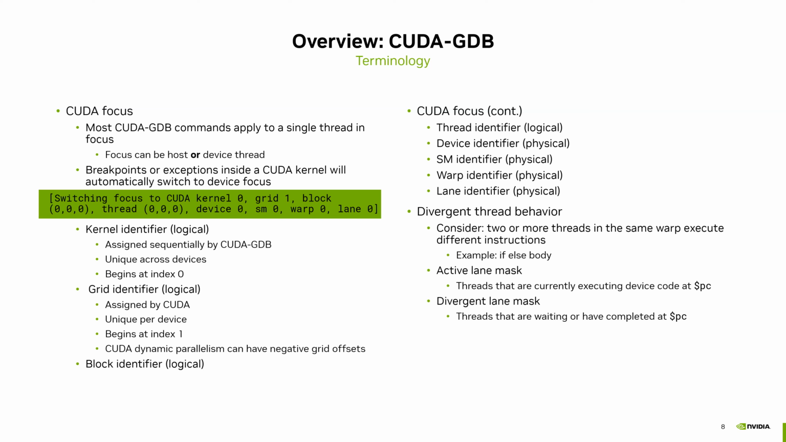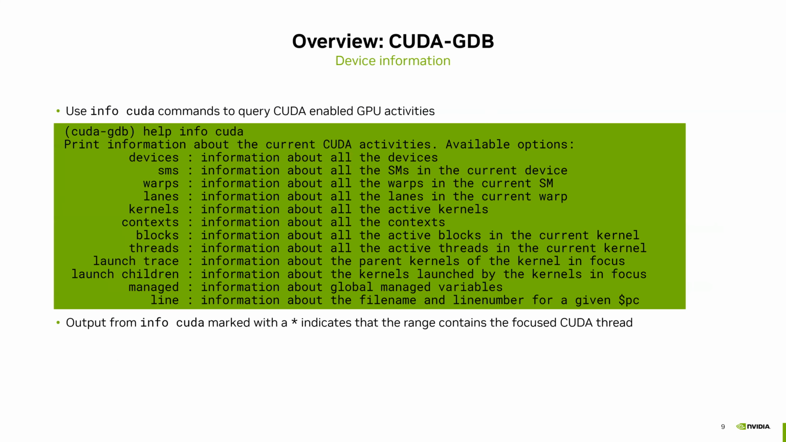You do have to be aware of divergent thread behavior when you're debugging your application. What I mean by this is consider two or more threads in the same warp that are executing different instructions. So for example, we have an if-else body. Maybe half the threads will go down the if branch, the other half will go down the else branch. So in CUDA-GDB, we have a concept of an active lane mask. This corresponds to threads that are currently executing device code at a given PC. And then we have a divergent lane mask. This is going to be threads that are waiting or have completed at the given PC.